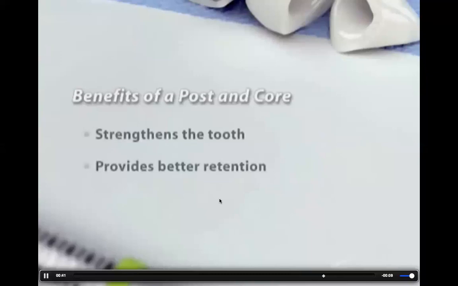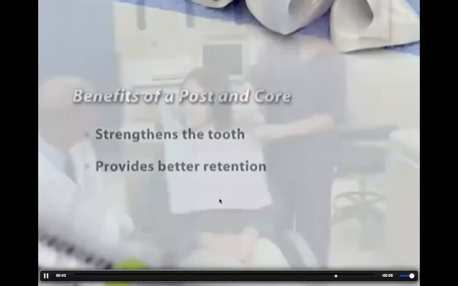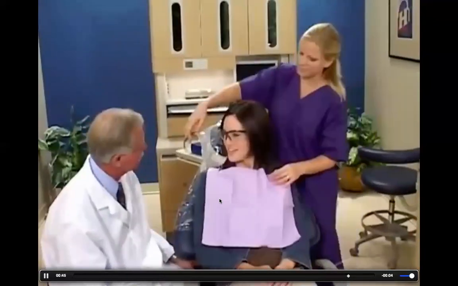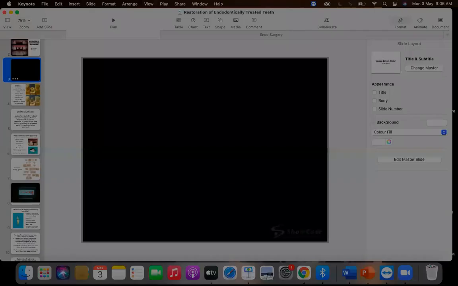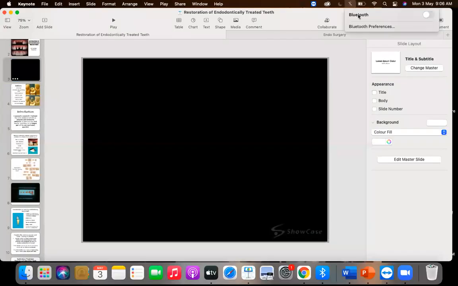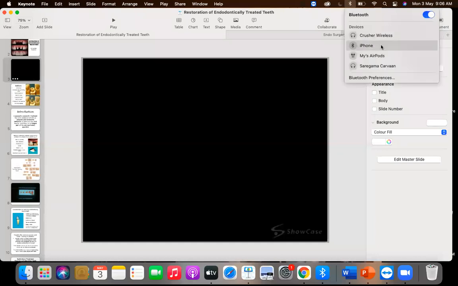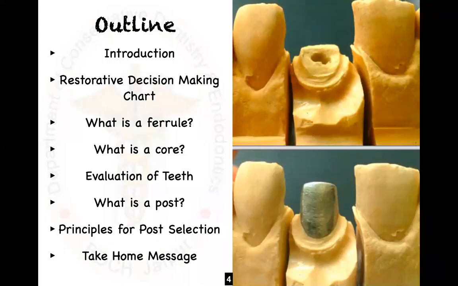Placing a post and core in a tooth prior to a crown strengthens the tooth and provides better retention for the crown. A post and core is an important step for saving teeth that may have been damaged by fracture. So, here I'm trying to tell you one thing, that if you ever see a question on restoration of endodontically treated teeth, just know कि लिखना क्या है. You have to write about, describe about post and core. I hope I'm clear on that.